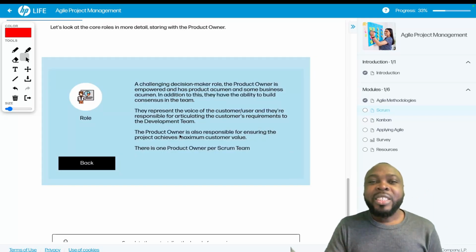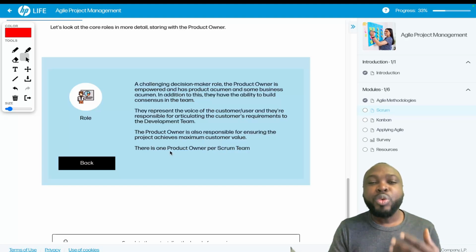So it's a challenging decision maker role. The product owner is empowered and has product acumen and some business acumen. In addition to this, they have the ability to build consensus in the team. They represent the voice of the customer, user, and they are responsible for articulating the customer's requirement to the development team.